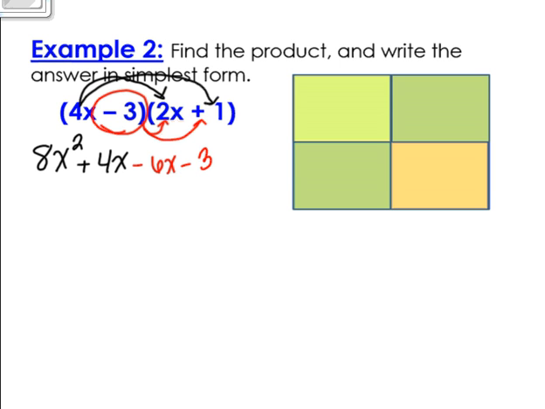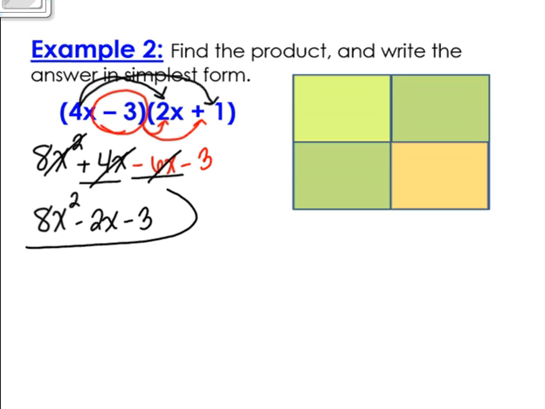So now I'm just going to combine like terms. This is the only x squared term I have, so it's going to come down first. I'm going to cross it out, and then I've got a 4x minus 6x. Those are like terms. It gives me a negative 2x. And then I've got a minus 3 that comes down, and that gives me my final answer.